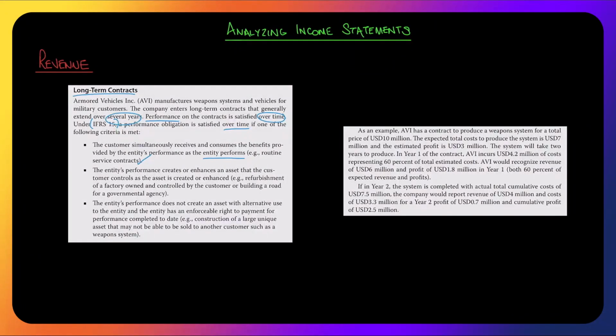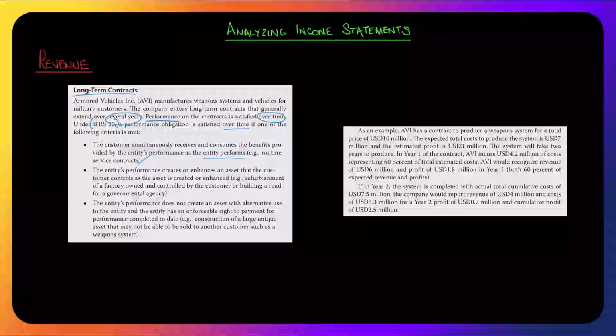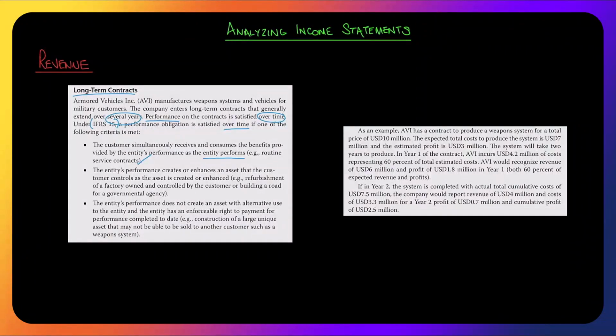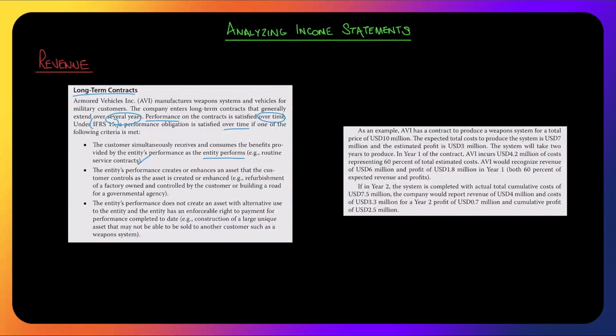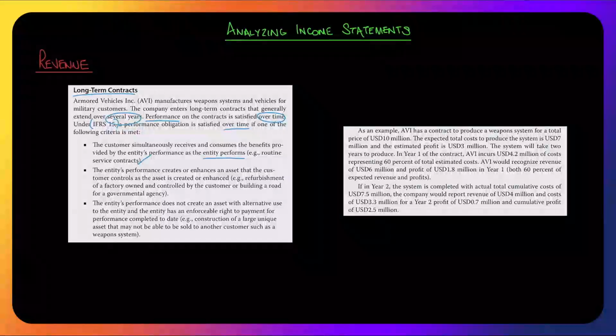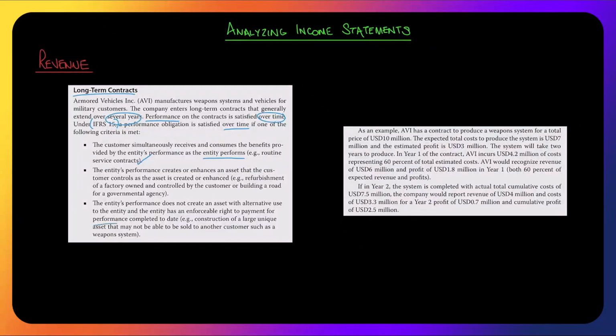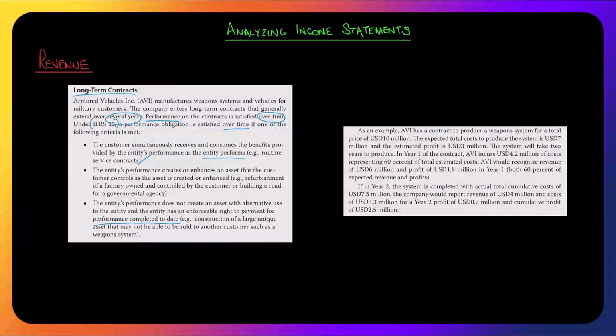The entity's performance creates or enhances an asset that the customer controls as the asset is created or enhanced. As we do the work, they get to use it. Here, if we're refurbishing a factory owned and controlled by the customer, they're getting the use out of it as we progress. Or finally, the entity's performance does not create an asset with alternative use to the entity, and the entity has an enforceable right to payment for the performance completed to date.